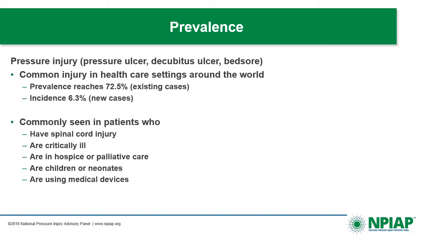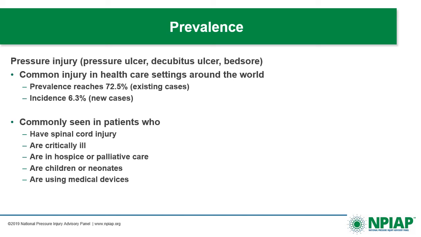Now the incidence, that's the number of new cases. So how many people came into your facility with intact skin but developed a pressure injury while they were in your facility? You can see that's at 6.3%. So each time there's a new case, it gets put into our prevalence bucket because now it's an existing case. So that's why the number is so much higher.